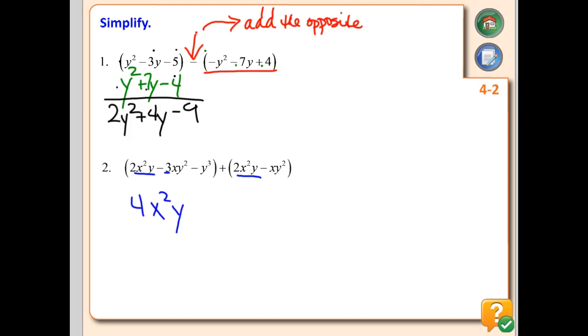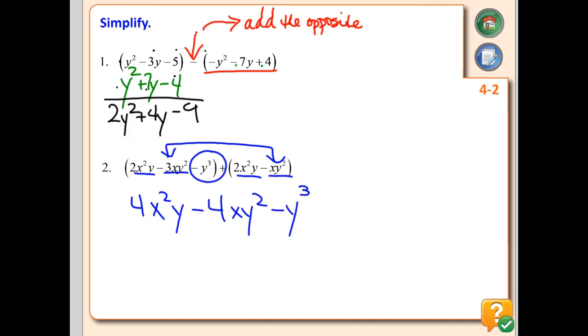Who's going to combine with negative 3xy squared? We've got negative xy squared. Did you notice they're the same signs? Both of them are negative. So that's going to give me negative 4xy squared. And then negative y cubed is alone. Doesn't have a like term, so he comes along for the ride.